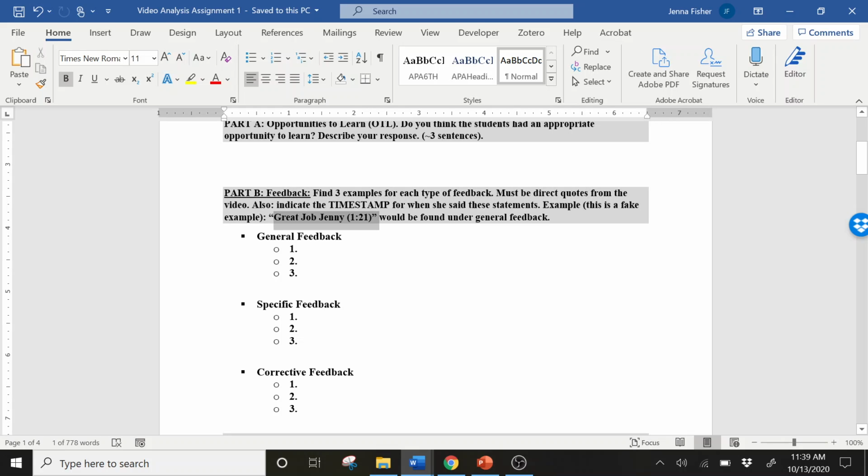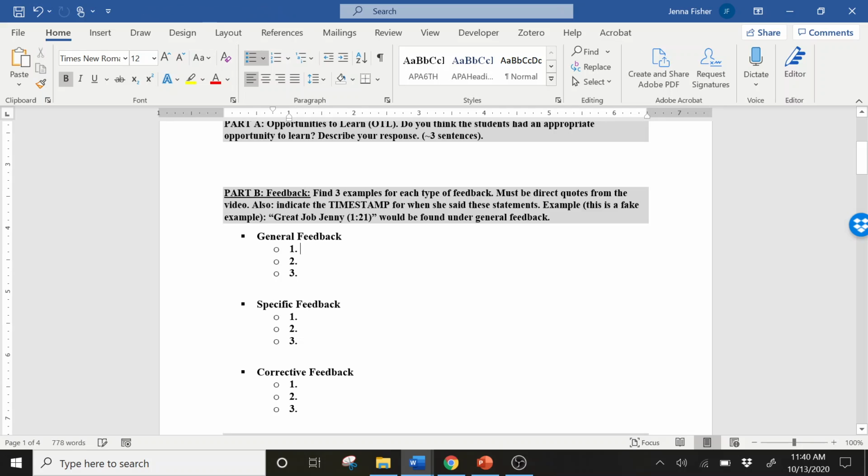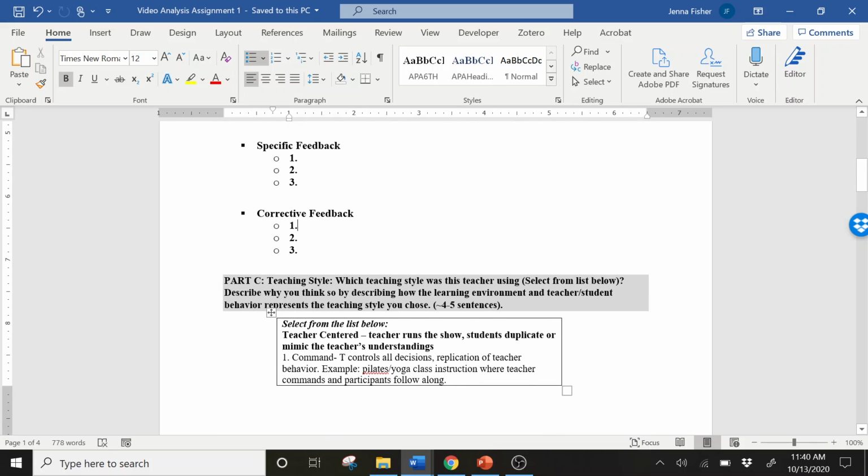I think it's pretty evident that great job, Jenny is very general. It's a general feedback statement because it's not specific to a skill or correcting a skill. So I'd put that under general feedback. Great job, Jenny, and this is the timestamp. Now, just so that you know, I totally made this one up, and she did not say good job, Jenny, at 1 minute and 21, so don't put that as your answer because that is not right. Just wanted to give you an example. So, you'll do these feedback pieces.